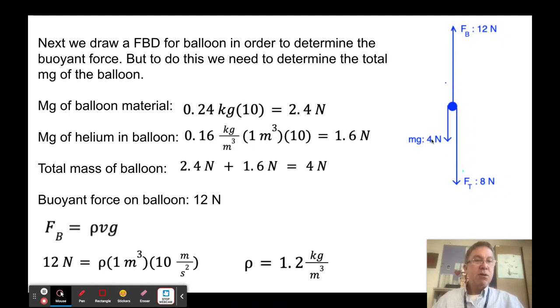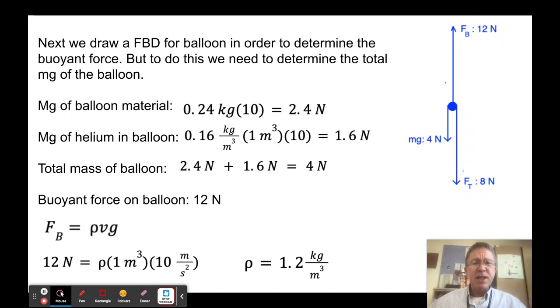So I can draw my free body diagram. I say, well, mg is 4 newtons down. Remember that tension force that was lifting up on the metal mass is pulling downwards on this. So that's 8 newtons, because again, I have to use that action-reaction concept here. So now what I have is a total of 12. So I know the buoyant force must be equal to 12. The trick here is I had to figure out what the mg of the balloon was and combine it with the tension to figure out what the buoyant force is.